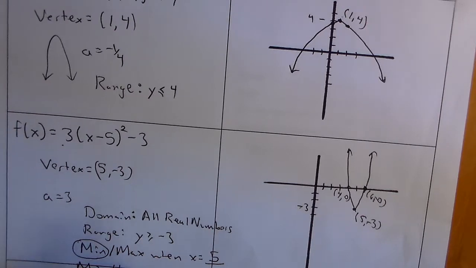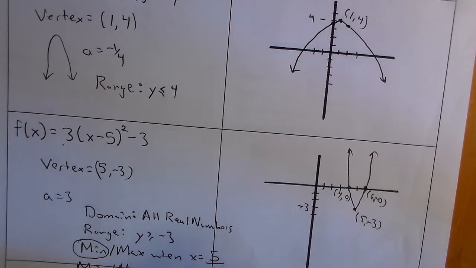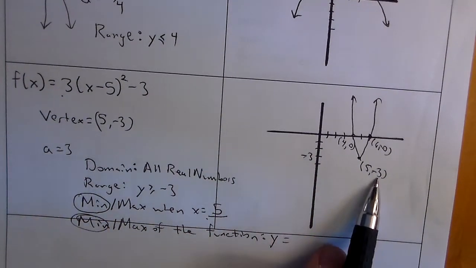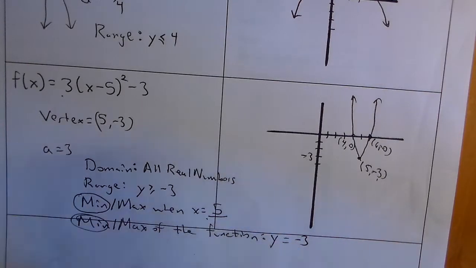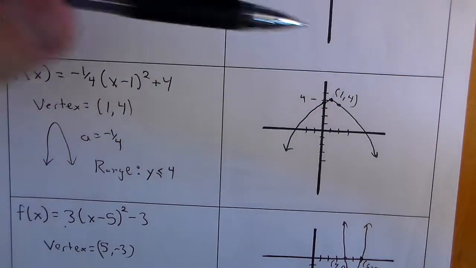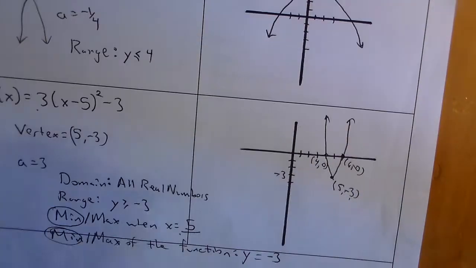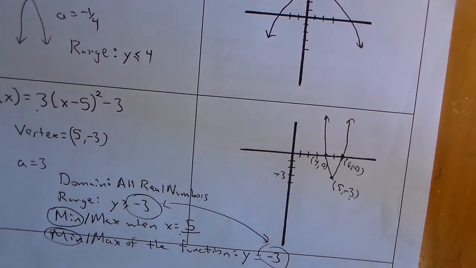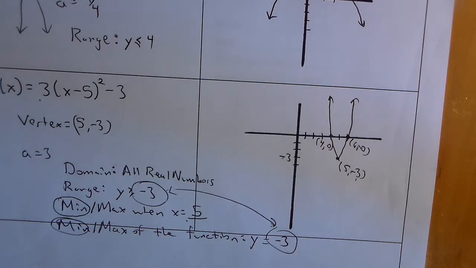The last one, we may be asked for the min or max of the function. In this case, where x was used before, now it's the y value of the function. So again, it's the minimum. The minimum of this one is negative 3. So we'd say the minimum of the function is when y equals negative 3. Up here, we'd say the maximum of the function is when y is 4. Notice these two values are the same. The minimum and maximum are the same as the value that's used within the range.